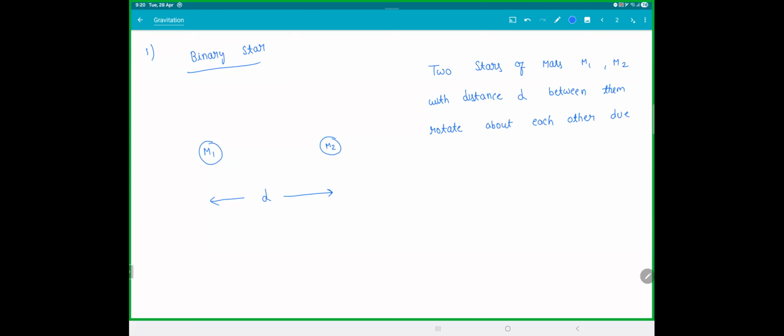Anyway, so about each other due to gravitational force. Find the time period for one revolution. So if these two things are rotating about each other, find the time period for one revolution.